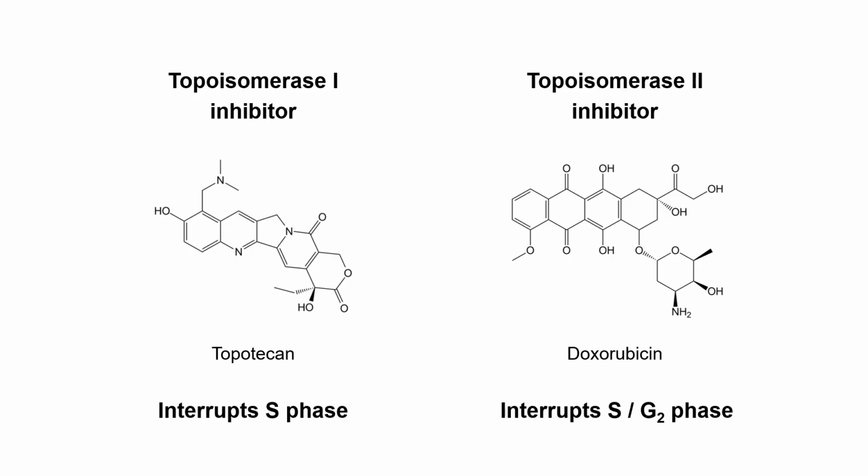A topoisomerase 1 inhibitor, such as topotecan, interrupts S phase because that interferes with DNA synthesis. A topoisomerase 2 inhibitor, such as doxorubicin, acts at the end of DNA synthesis. That's why this interrupts S or G2 phase.